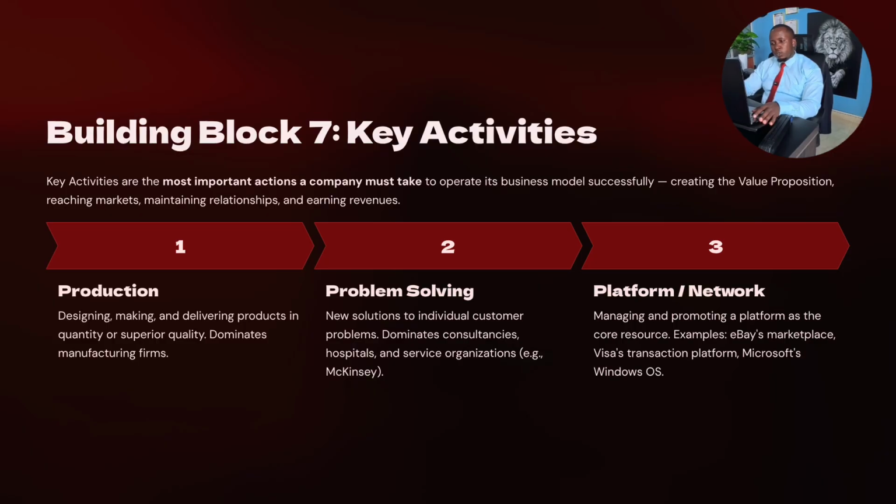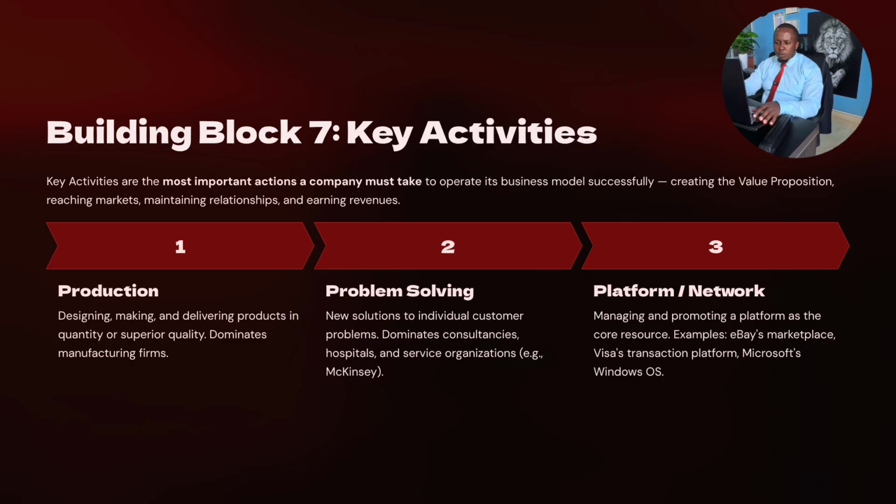With that, we've covered the six blocks. Now let's proceed to the seventh. Now for the seventh building block of the business model canvas, here we have key activities. Now for key activities, these are the most important actions a company must take to operate its business model successfully. They create the value proposition, reach markets, maintain relationships, and earn revenues. We can categorize these key activities into these three distinct stages.